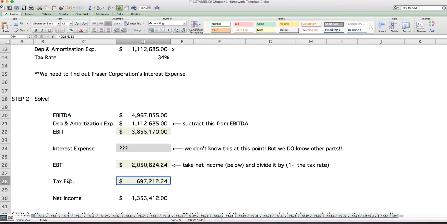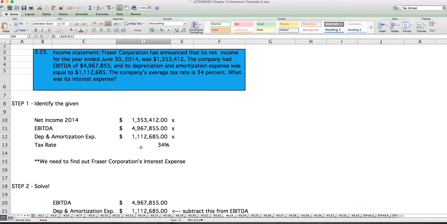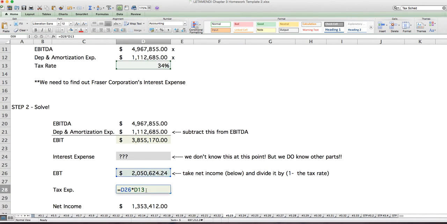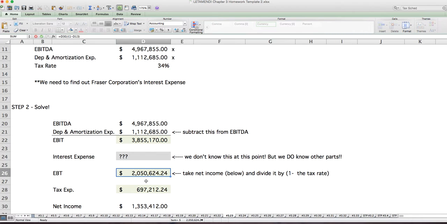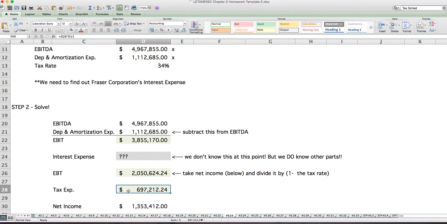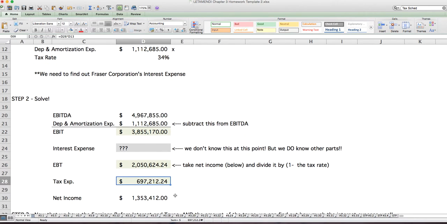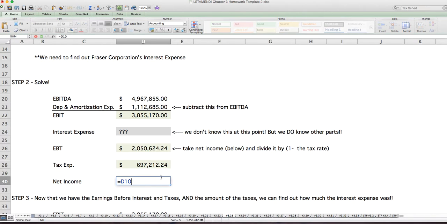In order to determine the tax expense, because we don't have it in the given, we need to take the earnings before taxes and then multiply it by the rate, right? So then when we do that, we calculate how much is our tax expense. And our tax expense is 697,212.24. Net income is already given.